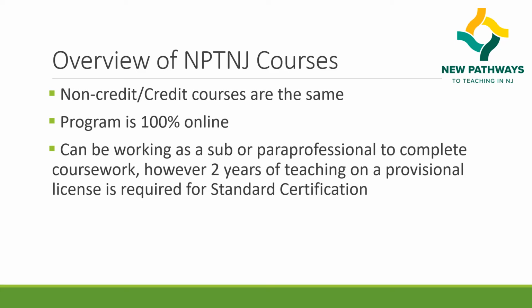Our courses have some flexibility, so you can take them for credit or non-credit, and the courses are both the same. In fact, you'll have students sitting in the course with you that some are taking it for credit and some are taking it for non-credit. The program is completely online, and you can be working as a sub or a paraprofessional when you complete the coursework. However, it's more important to remember that the alternate route has 2 parts to it. So you will also need 2 years of teaching on a provisional license in order to get your standard cert. So in other words, you have to have 2 years of teaching as a teacher in a contract position in order to get your standard cert. However, you can complete the courses as long as you're working in a classroom in any capacity.